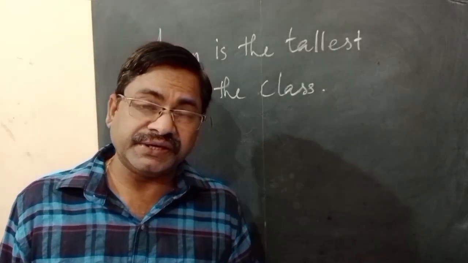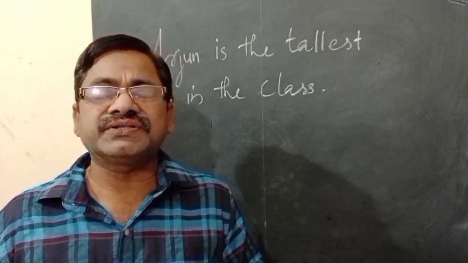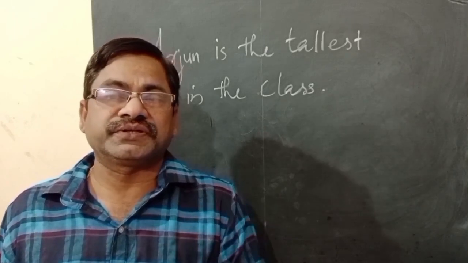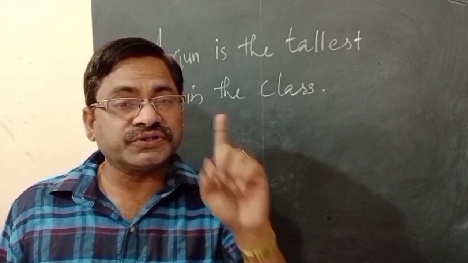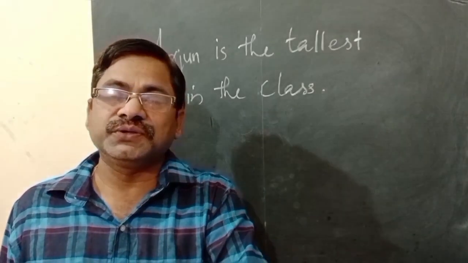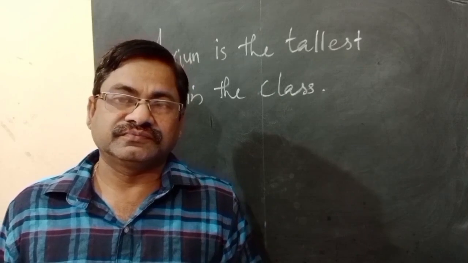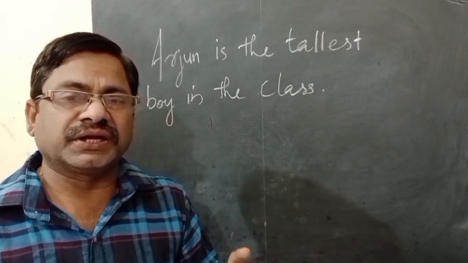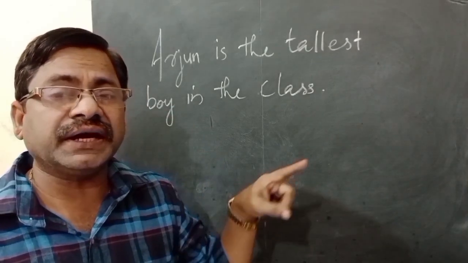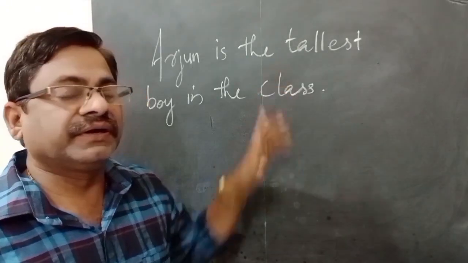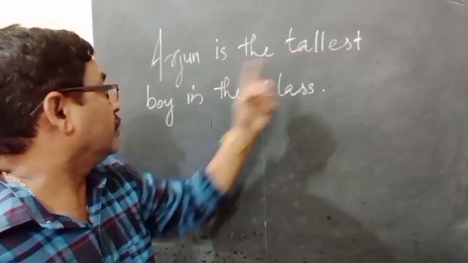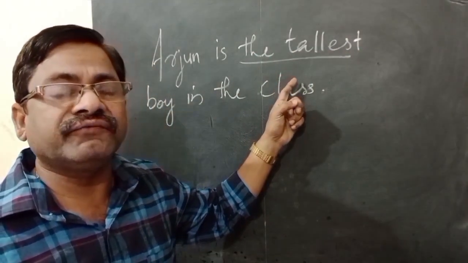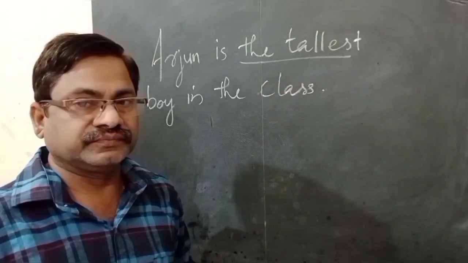If the question is in comparative form, we can transform that sentence into the other two degrees, positive and superlative respectively. If the question is in positive degree, we can change it into comparative and superlative. That is the speciality of this model. So before writing the answer, we have to make sure what kind of degree is given here. Arjun is the tallest boy in the class. The tallest. So this is superlative form of adjective, superlative degree.